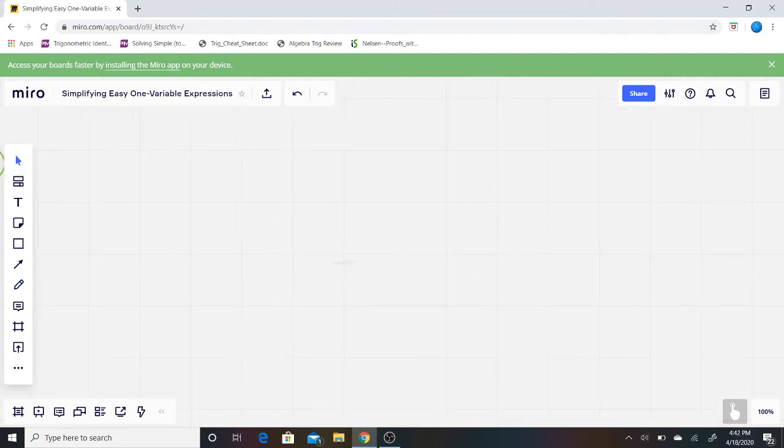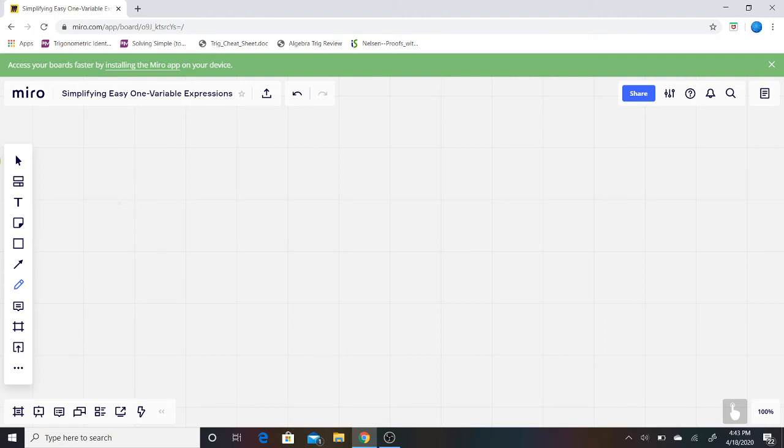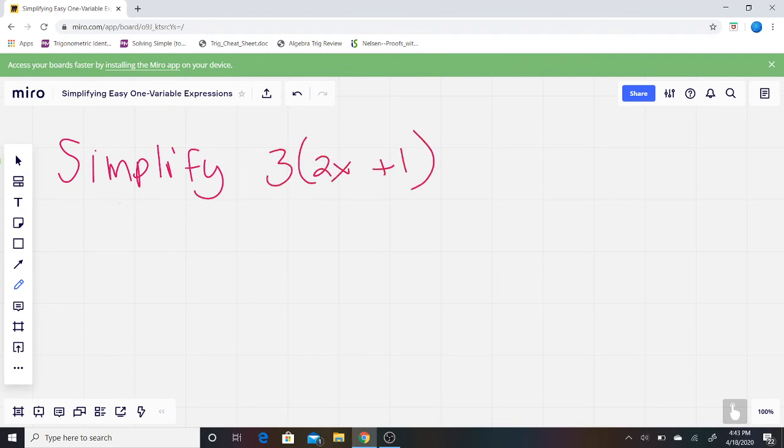Let's do one more example, which will get slightly more tricky. We'll say simplify 3 times 2x plus 1. Well, we start with this and drawing our arrows. You'll get used to that part. So then we have our 3 times 2x. Well, how are we going to multiply this out?